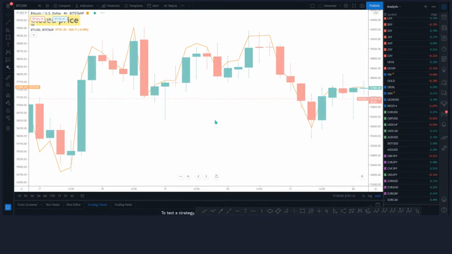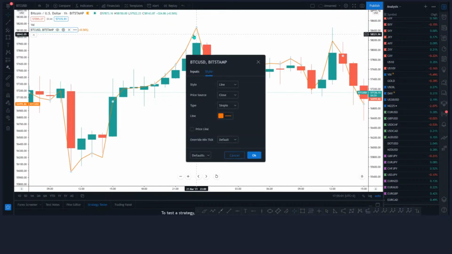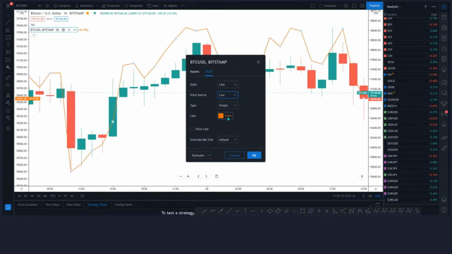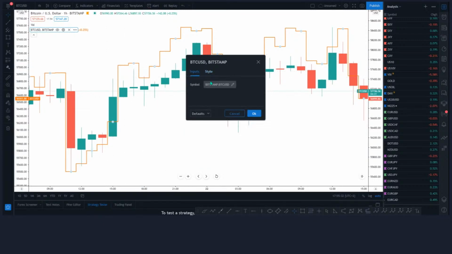Let's see why it is not matching very well. Close. You can change the source if you want to only attach the highs to each other. You can attach the lows. You can also make it like this. So with the line, you can get this shape, which is pretty cool, I guess.